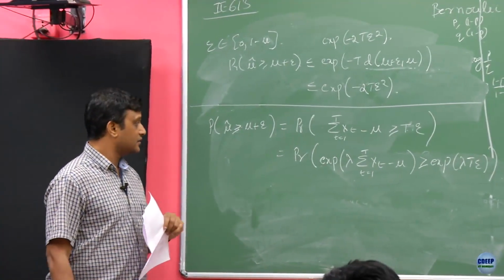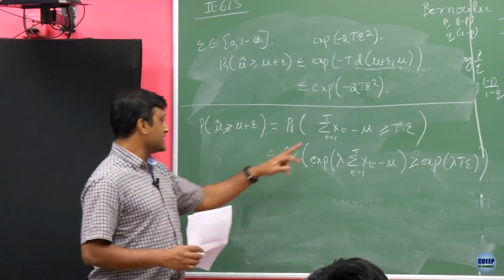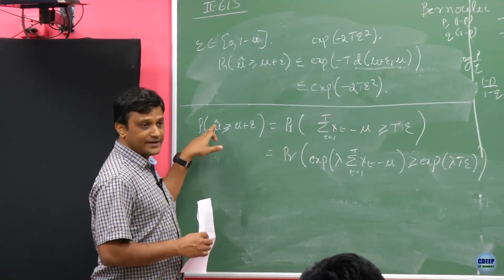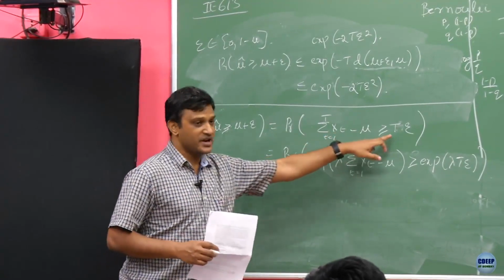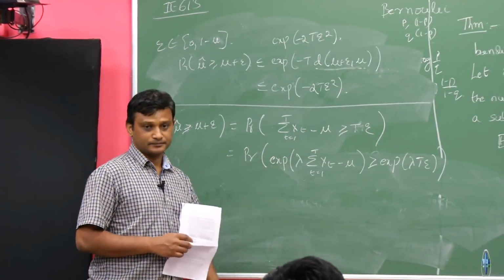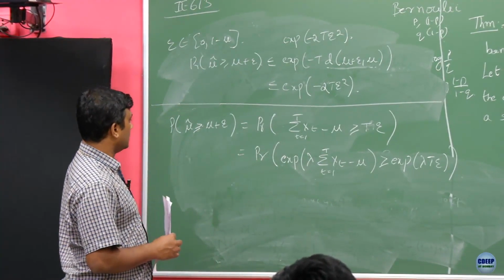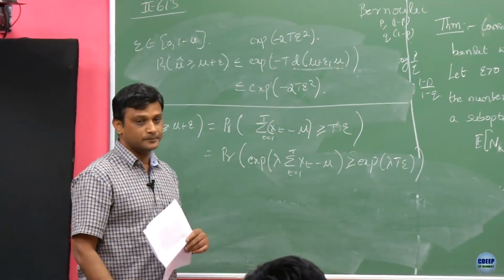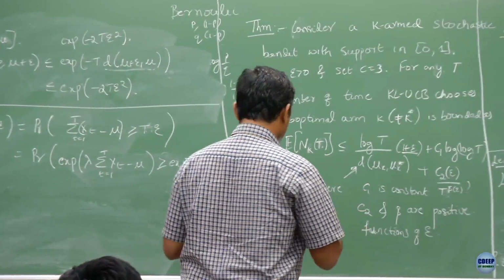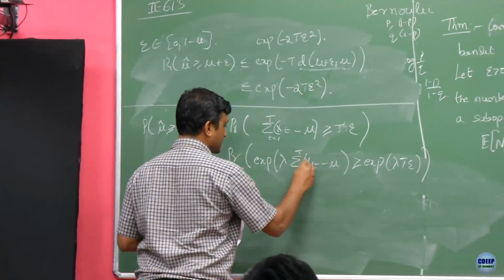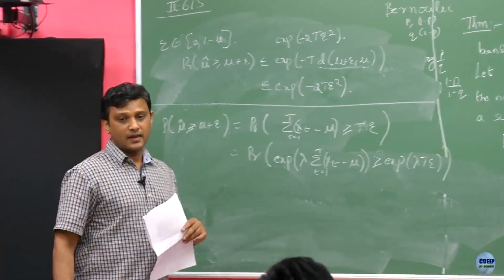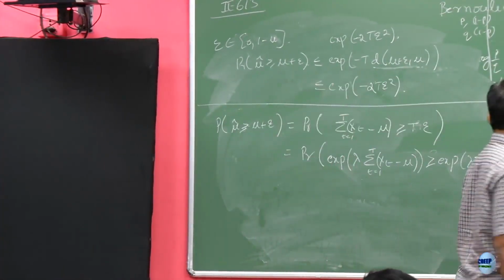So, is this manipulation correct? What I have done here is simply substituted the value of mu hat, which is nothing but the sample mean divided by t, but I took t to the other side. Right? Let me just check this. Yeah, this should be Xt minus mu on the whole thing. Then I multiplied this by lambda, lambda greater than 0, and then I exponentiated both sides.